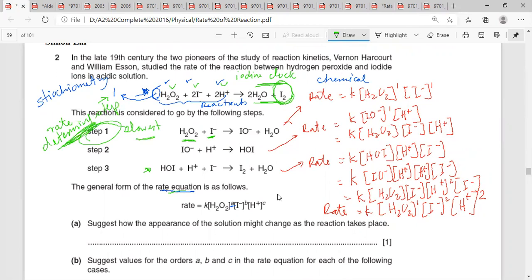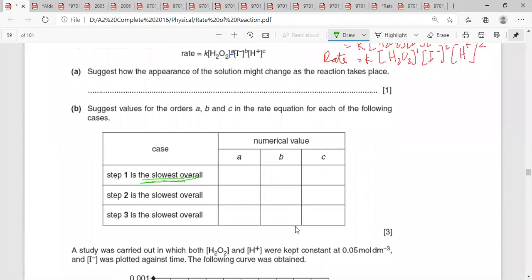Okay, slower step. That means now these two are reagents. So of course the rate is proportional to this one here. That means these two are reagents. The other reagent is your H plus. It's not in here. That means this must be 0. This must be 1 and 1. That's why here, this will be 1, 1 and 0.